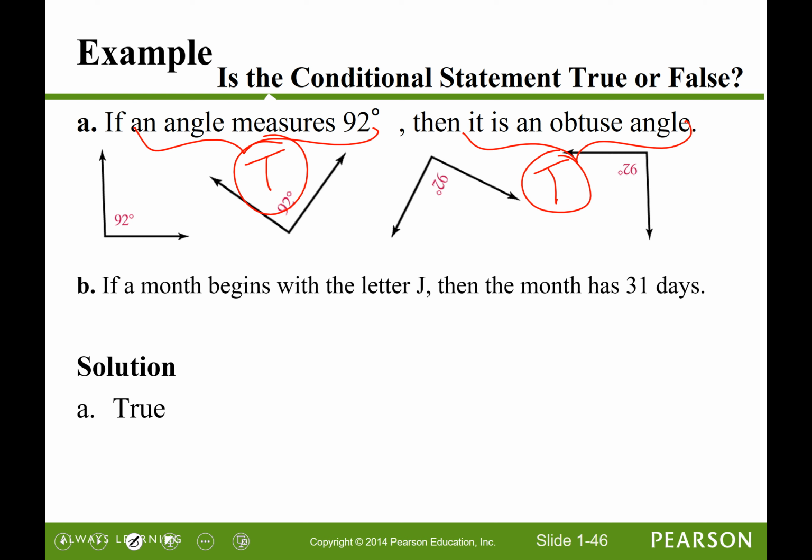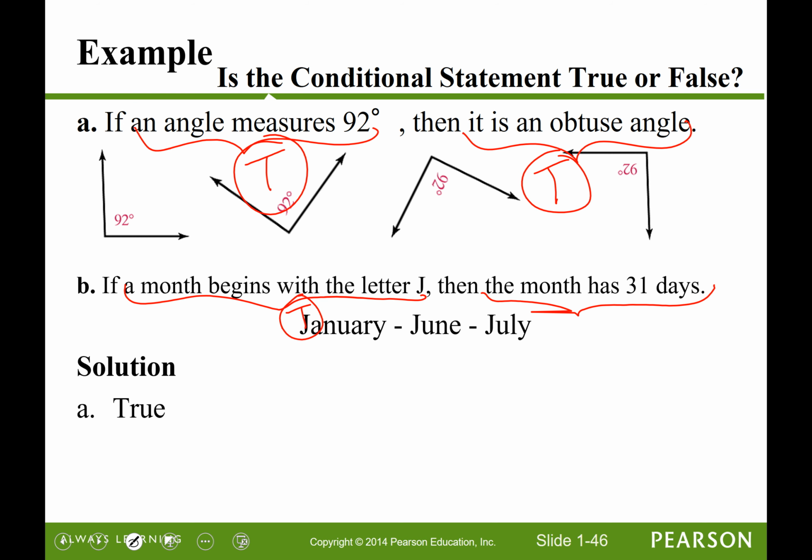Let's try another one. If a month begins with the letter J, then the month has 31 days. Okay, so this is our hypothesis. We're going to say that that's true, okay? So we're going to look at months that begin with the letter J, and we're going to check if, in that case, the month has 31 days. We're going to see if that's always true. If it is true, overall statement's true. If it's false, overall statement's false.